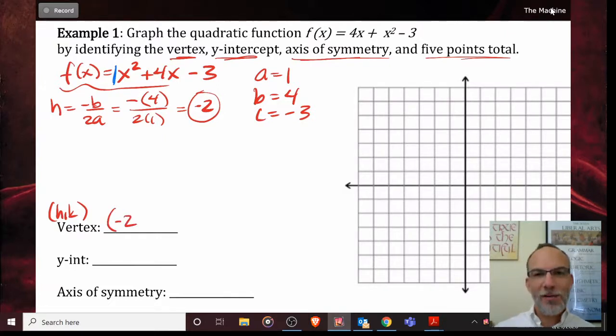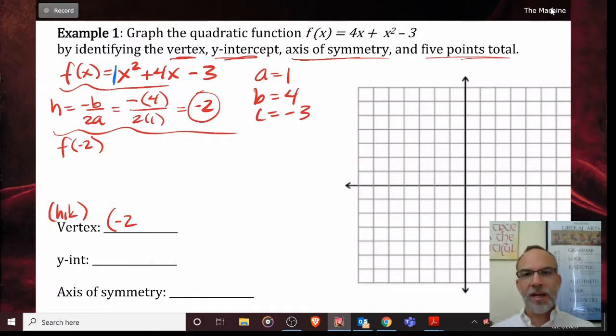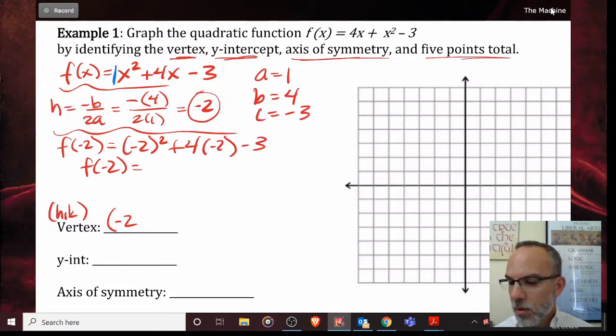How do I find the y value of the vertex? Well, I do f of negative 2. I plug it into the equation, and then that tells me the y value. So what's f of negative 2? Well, I'm going to use the one that I did up here. That's going to be negative 2 squared plus 4 times negative 2 minus 3. So f of negative 2 is equal to positive 4 minus 8, that's negative 4, minus 3 more. I'm getting a y value of negative 7. Is that what you get?